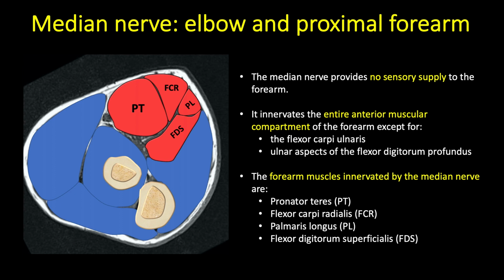So, definitely, the forearm muscles innervated by the median nerve are pronator teres, flexor carpi radialis, the palmaris longus, and the flexor digitorum superficialis. And here on the left you can see a scheme of these muscles depicted in red.